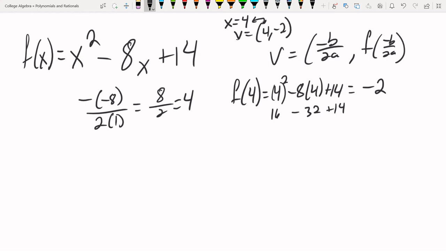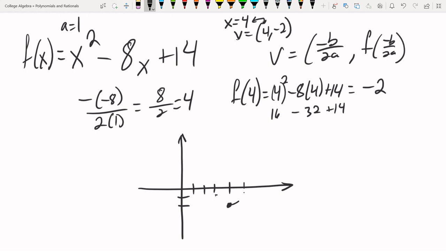To graph this quite simply, let's see, 4, negative 2. Just trying to make sure I know exactly where it's at. 1, 2, 3, 4, 1, 2. A in this case is equal to 1, which means it's positive, so it's going to be opening upward. It's going to go like this, and looks like that. And you can see the axis of symmetry is at x equal to 4.